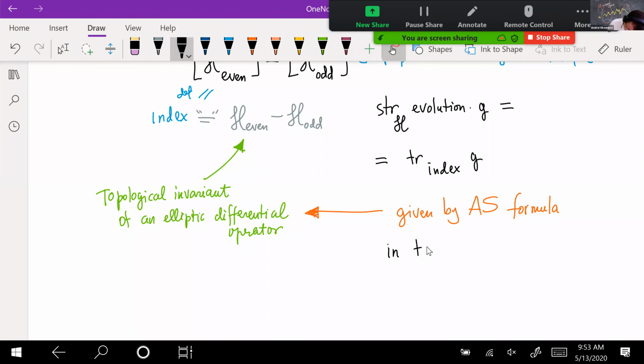It is in terms of G-equivariant K theory of M. So K theory is a very important theme for this course, in that K theory is an example.